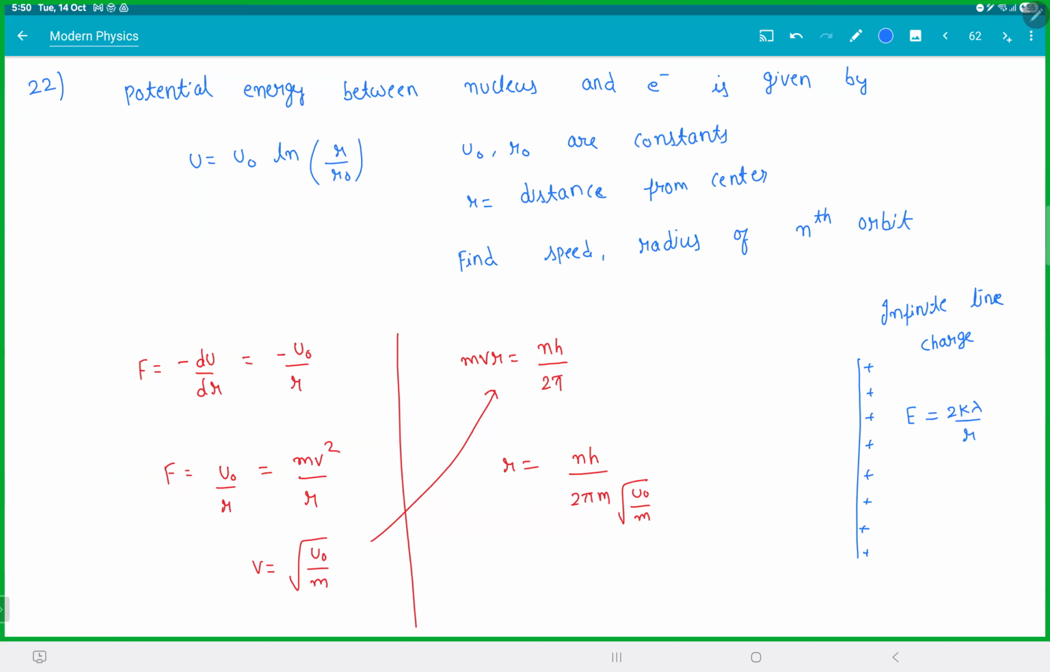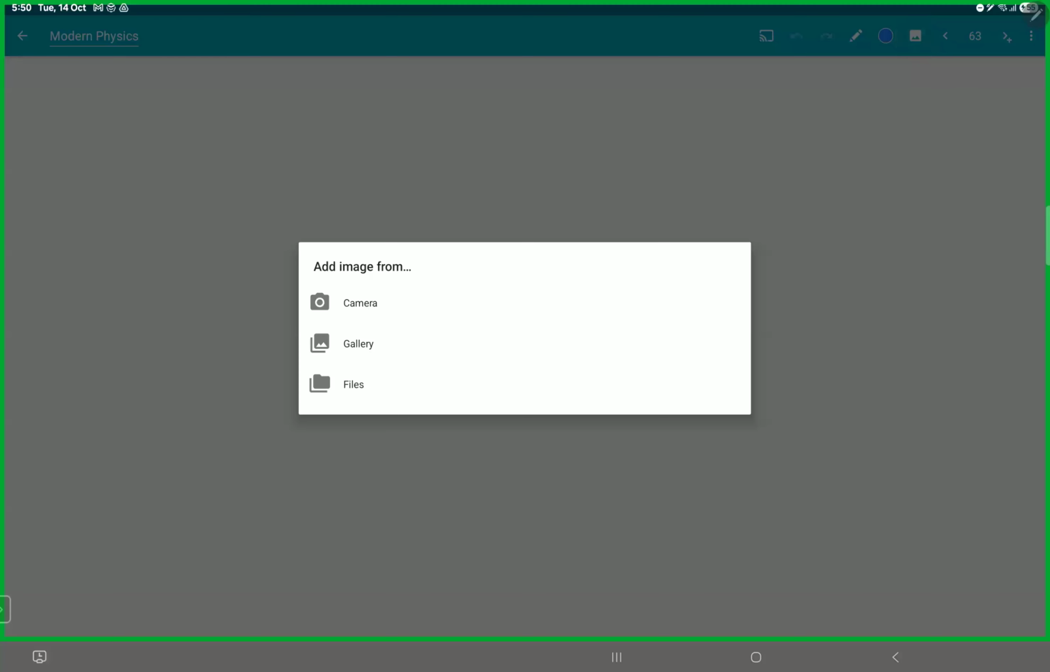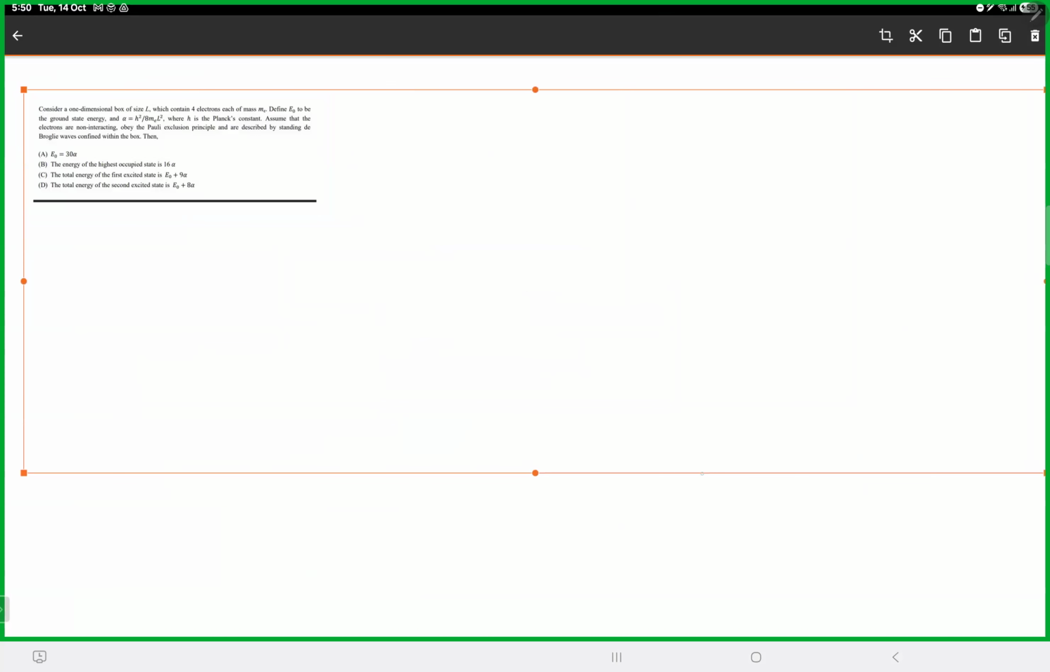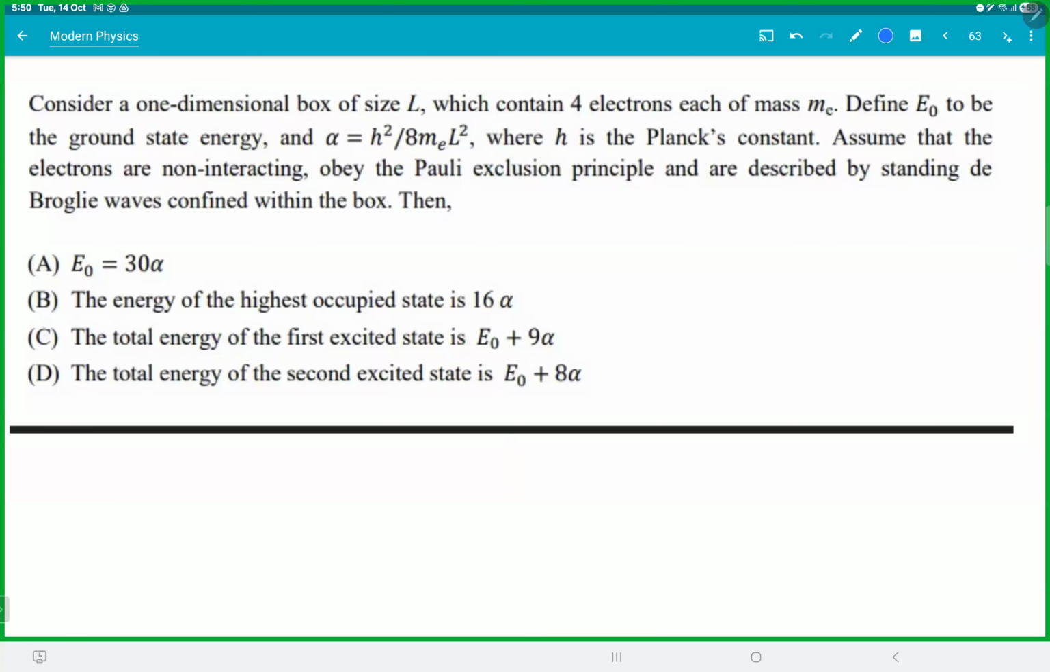Clear with this? So you need to get the force that will be equal to the centripetal force, and your angular momentum is quantized. These are the two things you play around with. Let's see one more. This is another important model. Let's see how you handle this.